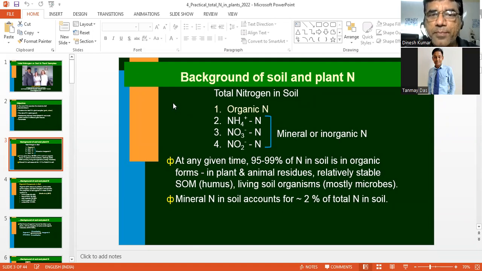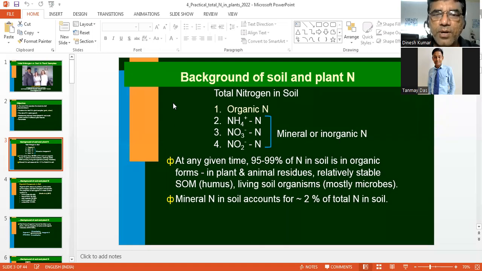At any given time, 95 to 99% of nitrogen in soil is in organic form. You can see predominantly it is the organic form of nitrogen in the soil. In relatively stable soil organic matter, that is humus, which on average contains 5% nitrogen. Living organisms also contain it, mostly microbes. So these are the different organic forms: plant and animal residues, some partially decomposed matter, relatively stable matter, that is humus, and of course living soil organisms.